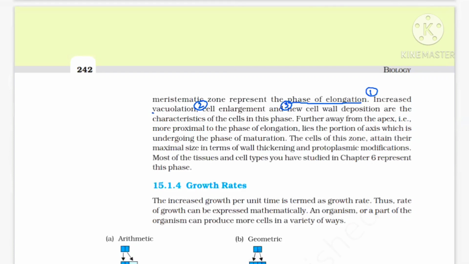Now, away from the apex, more proximal to the elongation zone, is the phase of maturation. In this case, cells have reached maximum size and maximum wall thickening. Protoplasmic modification also has been done. So these are the phases of growth. In this video, we are discussing only up to here. In the second part, we'll move on to the next topic. Thanks for watching.